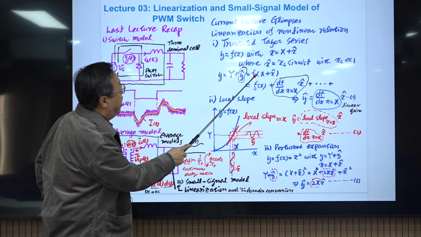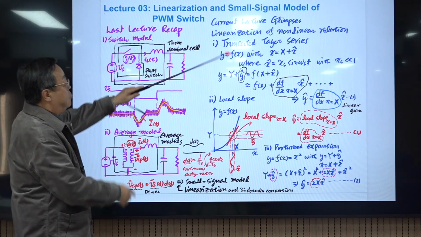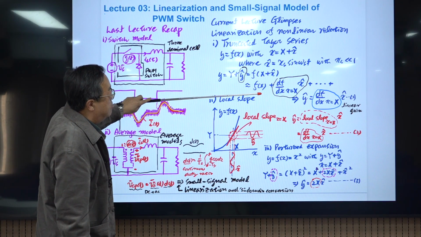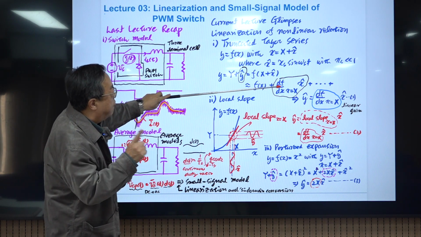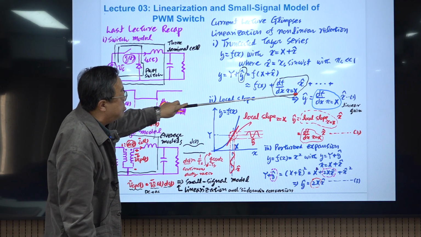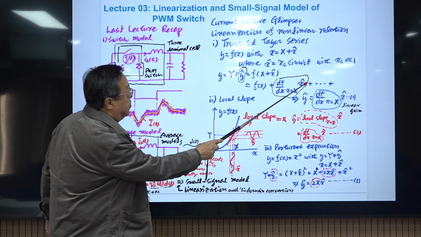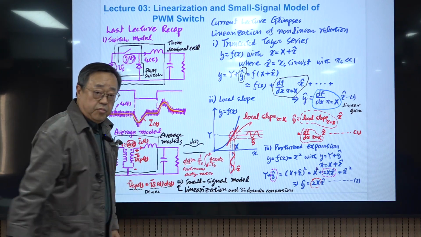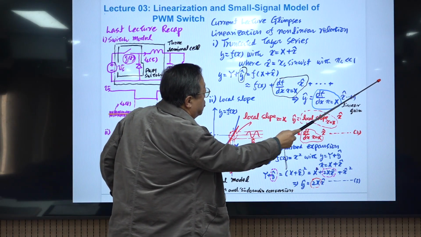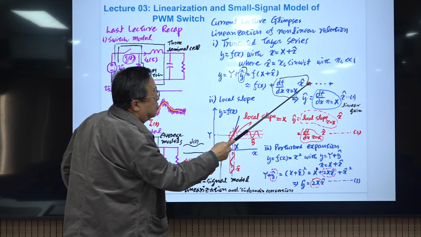Then f(X plus x hat) can be expanded based on this Taylor series. This is f evaluated at this large X value, and this is the first derivative of this function, evaluated at x equals large X, times the AC component of x. There are some additional terms, but they converge to 0. That means if you add all of them together, this value is much smaller than this, so you can ignore this.